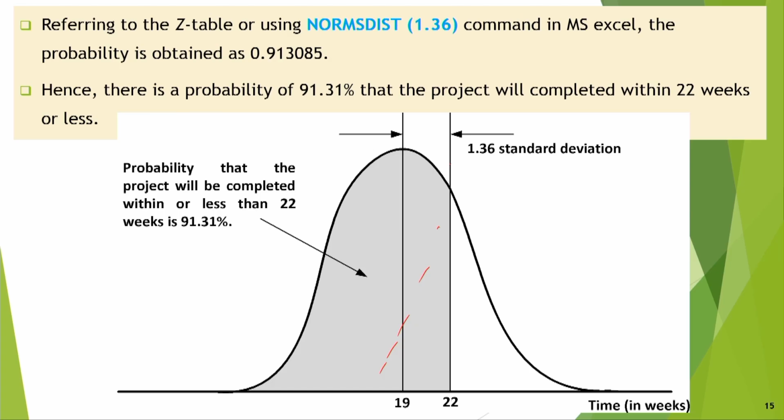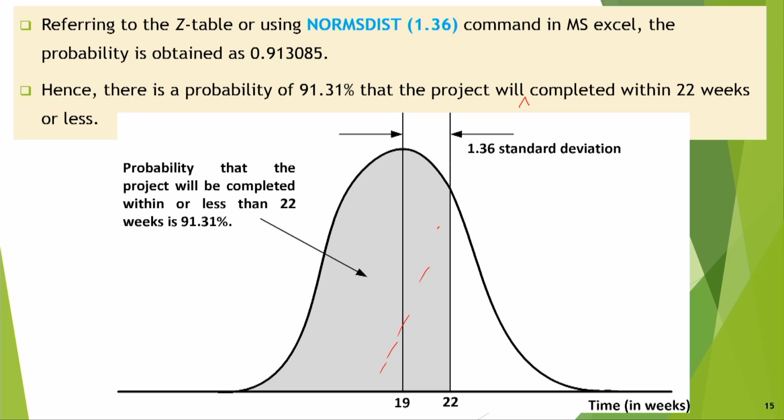But all the time you will not be measuring the area. If you have a planimeter, then you can actually measure that, but this is not your task. What you will do is look at the Z table, or you can use Excel. In Excel there is a command called NORM.DIST. Suppose you give the 1.36 normalized value in MS Excel, then it will automatically give the probability. That means 0.913085 will be the probability. Hence, there is a probability of 91.31% that the project will be completed.